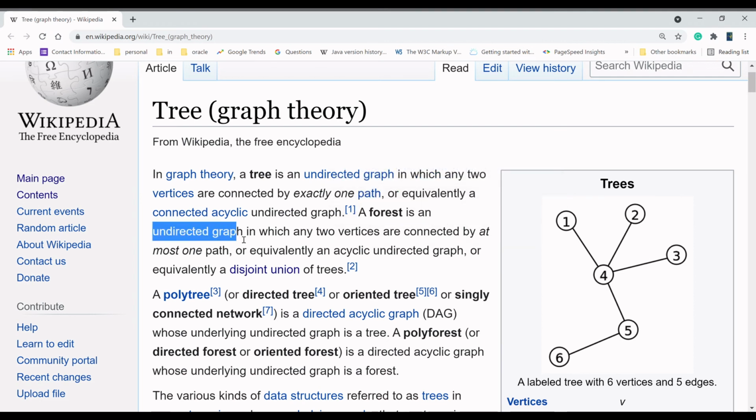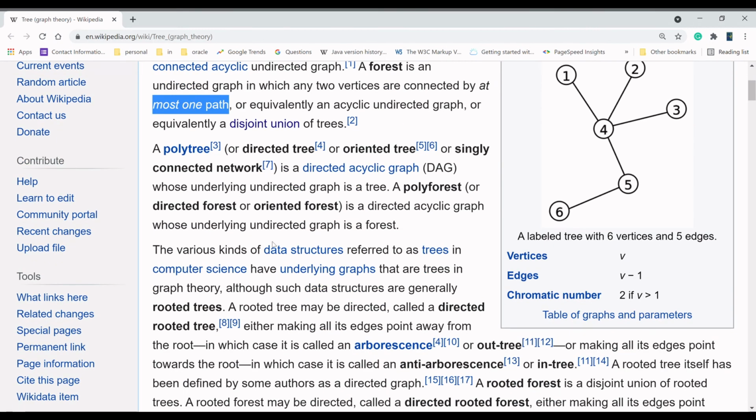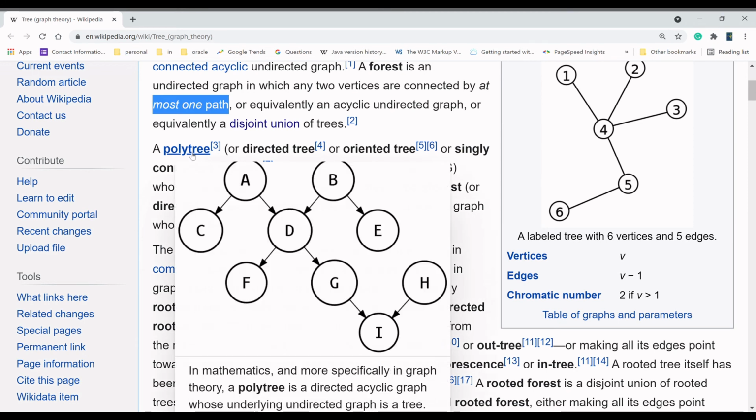So a forest is an undirected graph because any two vertices are connected by at most one path and there is no direction. We have to add one more thing, there is no direction. Next, there is also a polytree graph, meaning a vertex is connected with more than one vertex, and there is a direction also.